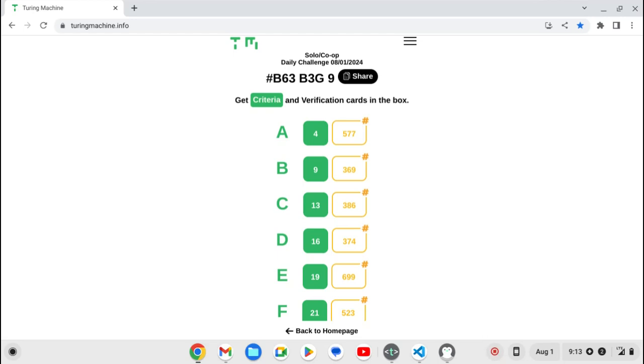Let's begin. Today is August 1st, 2024, and we're solving the Daily Turing Machine Puzzle. Today's puzzle uses the following 6 criteria cards: criteria card 4, 9, 13, 16, 19, and 21. And the puzzle uses the orange verification cards. Your code above is your way to get more information on today's puzzle by searching the code on turingmachine.info. Let's go solve.